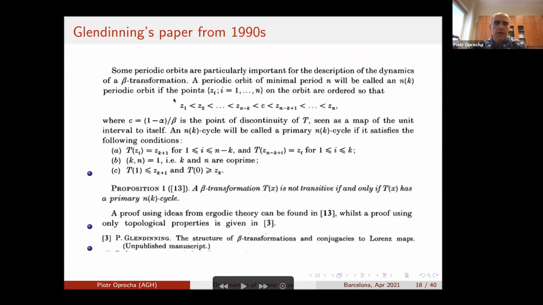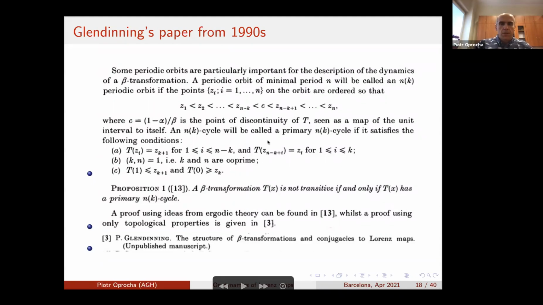So here I have n elements. They are ordered like this. C is between z_k and z_{k+1}, n minus k plus 1. And so this is the ordering. C is here, and there you have additional requirements. So these z's form a periodic orbit. On this orbit, you jump by k positions to the right. So z_1 to z_{k+1} and so on, and you make it cyclically. These numbers k and n are coprime, and you also require that the image of 1 and the image of 0 are in proper position.